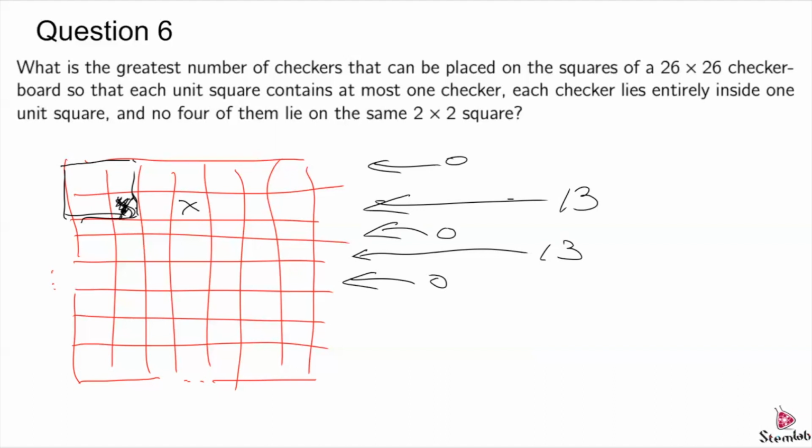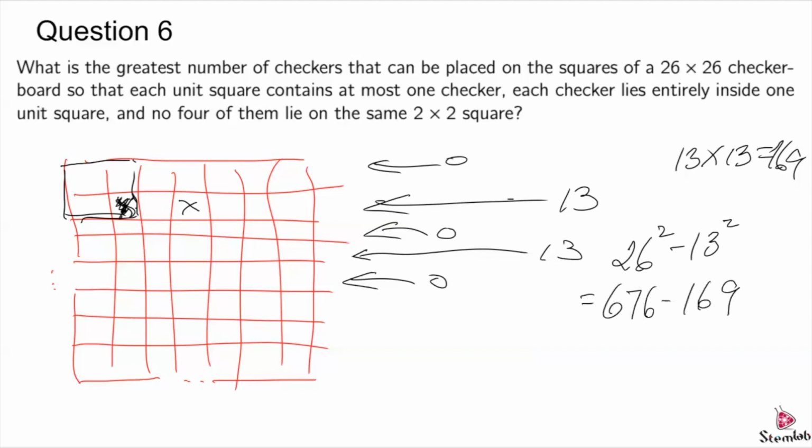So if we just count the number of tiles we will remove, there will be 13 per alternating rows. And since there are 26 rows, we will be removing 13 tiles in 13 rows, or 169 tiles. The total number of tiles when we started, because we were trying to solve the complement, was 26 squared. So in essence, it's 26 squared minus 13 squared, which is just 676 minus 169, or 507. Okay. So the maximum number of checkers that can be placed is 507.